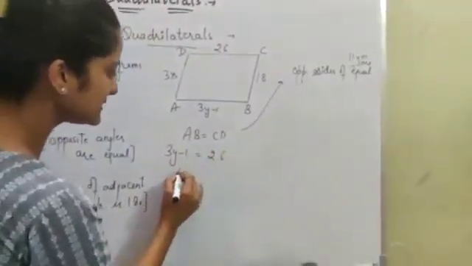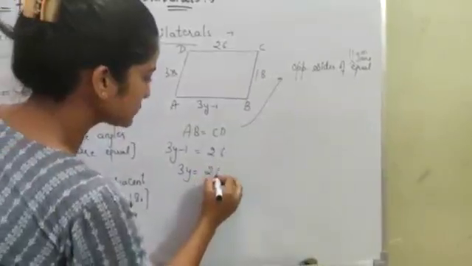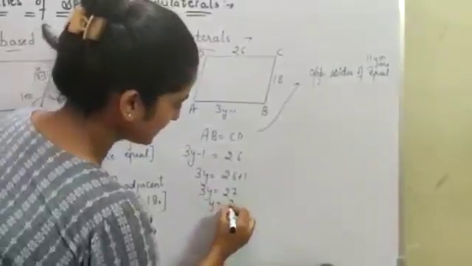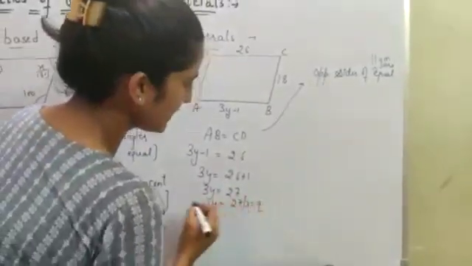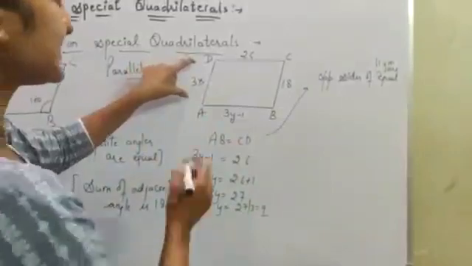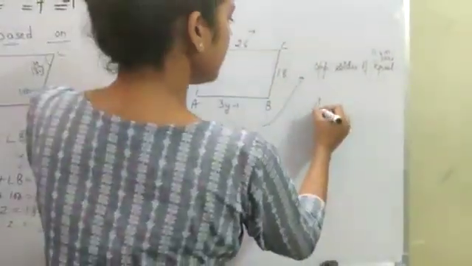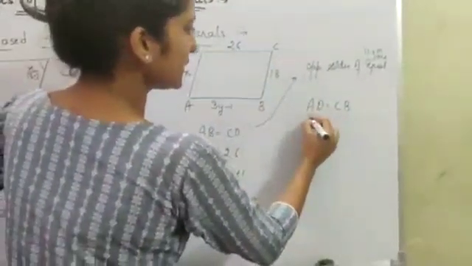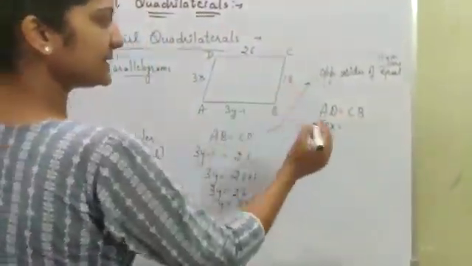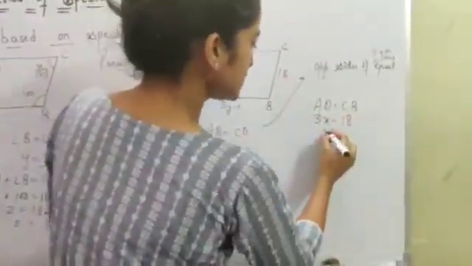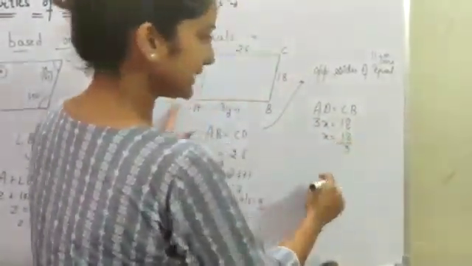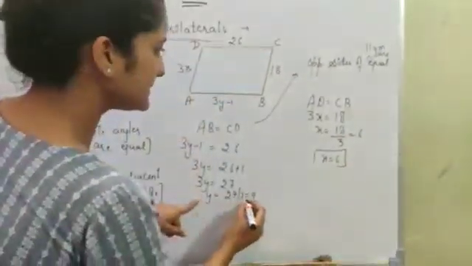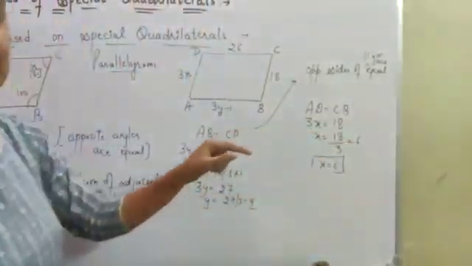So we'll take 1 on that side. 3y is equal to 26 plus 1, 27. 27 by 3 and the answer is 9. Next, again AD is equal to CB because opposite sides are equal. So AD is what? 3x and CB is 18. So we'll take it here and the answer is 6. So the value of y is 9 and the value of x is 6.